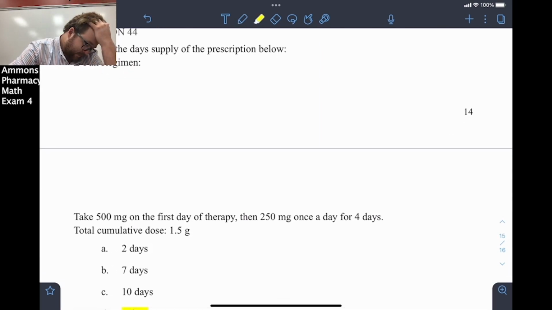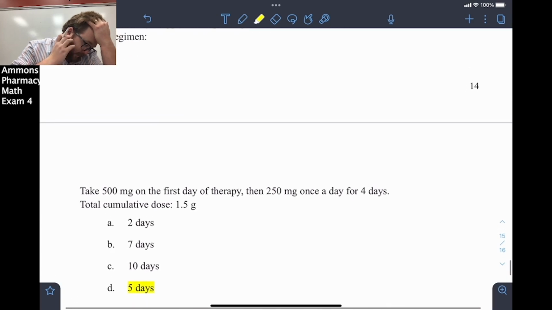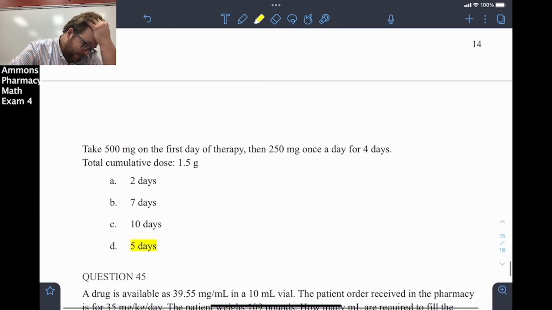So this one is sort of a trick because it's a Z-Pack regimen. So they're going to take 500 milligrams on the first day. Then they're going to take 250 milligrams a day for 4 days. So how many grams are they taking total?